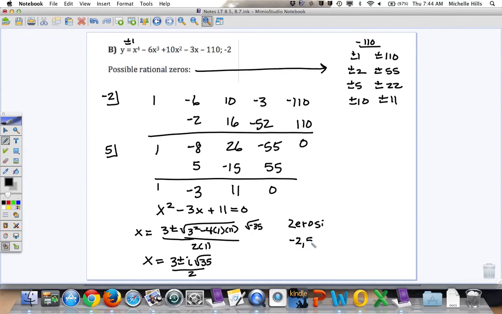I can't reduce this fraction, so my actual final answer, the zeros when I found them were negative 2, positive 5. I usually list my real ones first. And then 3 minus I times the square root of 35, and yes, I expect you to list these out separately, over 2. And 3 plus I times the square root of 35 over 2.